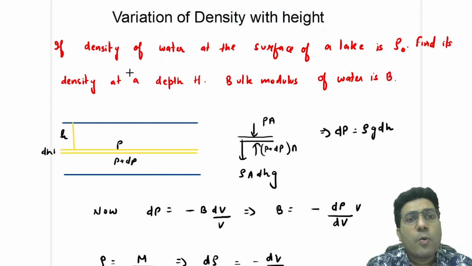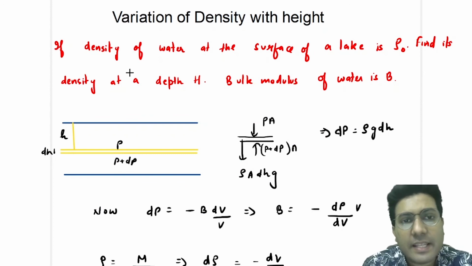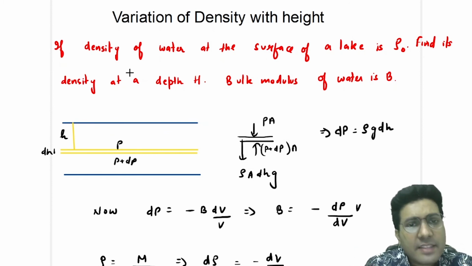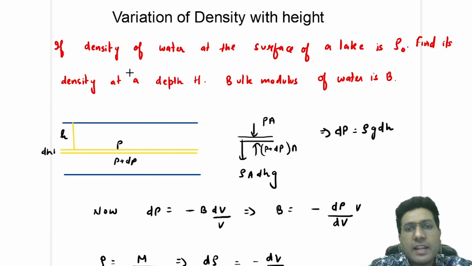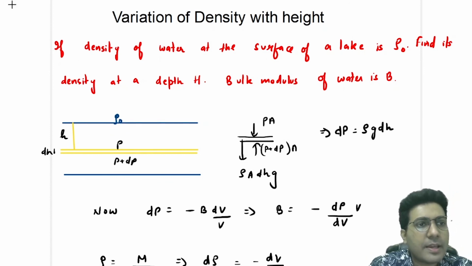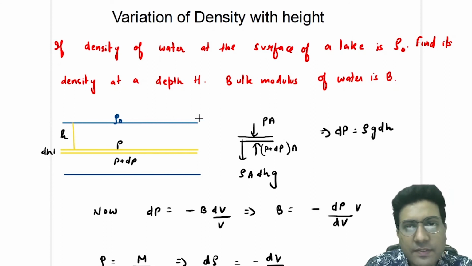Now, variation of density with height. Suppose the density of water at the surface of a lake is rho naught. So this is the surface of the lake.